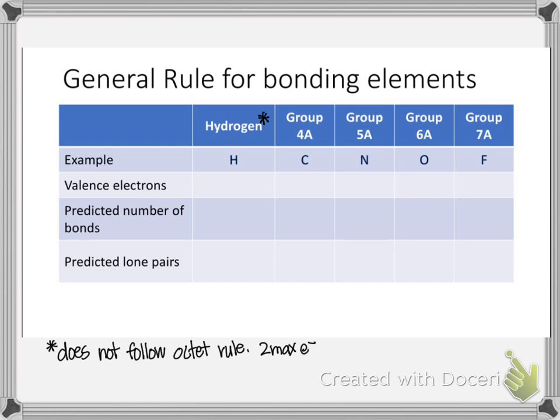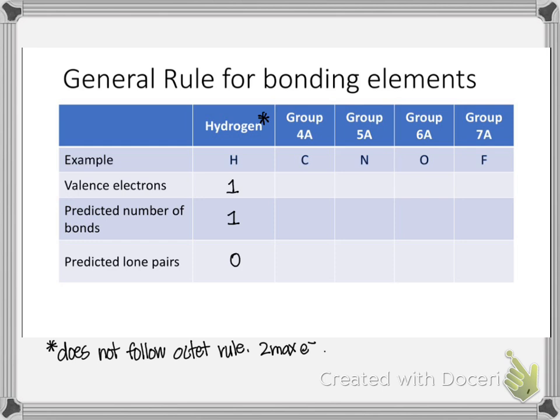Okay, so hydrogen is in group 1A. It has 1 valence electron. We predict always that it will only form 1 bond and not have any other electrons around it. This one is not an exception. So hydrogen will always just form 1 bond, always, with no other non-bonding electrons, which means hydrogen will never have dots around it that aren't bonded to another atom.